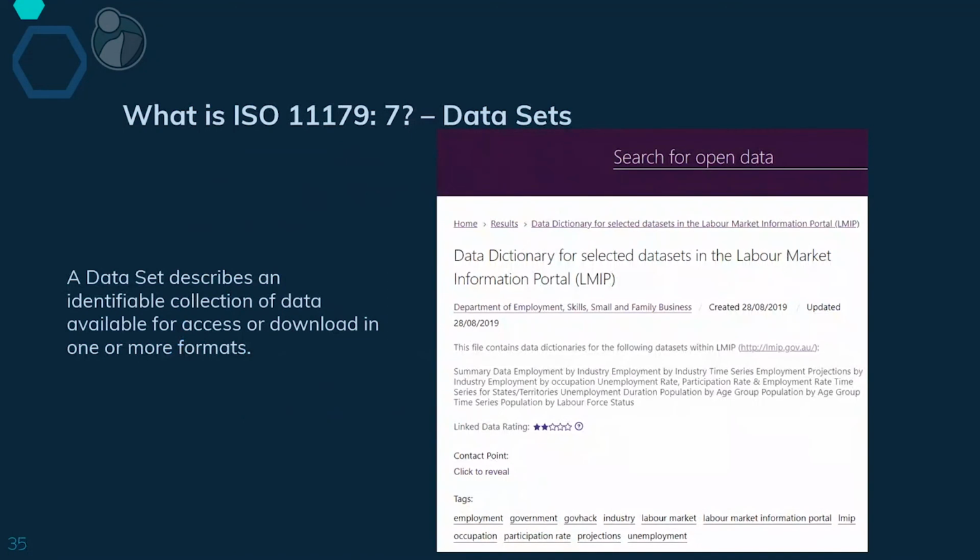One of the newest and most important components of 11179 is Part 7, which describes a clear framework for talking about data sets. It talks about data sets and distributions as a collection and an individual file of data. And we'll look at some examples of that in later training components.